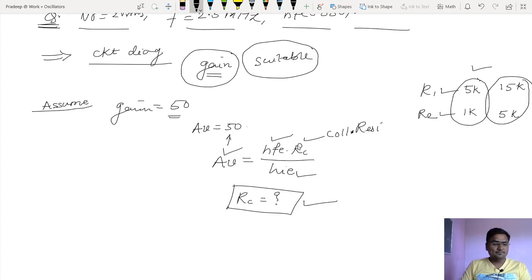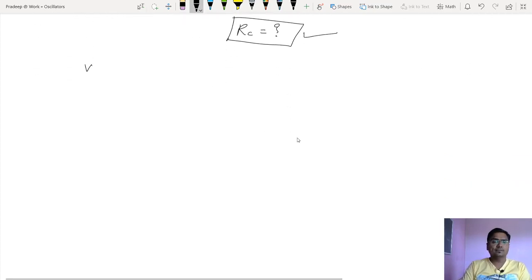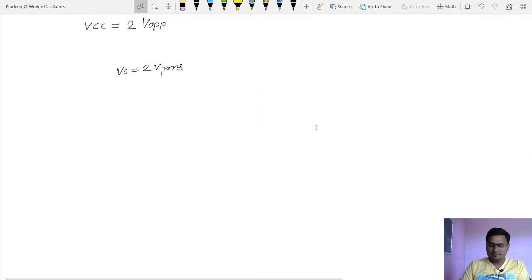Now after that, VCC is not given, so select VCC. Look at this, VCC is not given, so select VCC. How to calculate VCC? See, now we are following the same process that we had in last semester. So what is VCC? VCC is twice of VO peak to peak. Now look at this, VO peak to peak is given. In my case, VO is equal to 2 volt RMS. That's what they have given. Let me check. 2 volt RMS. And now what is that RMS value?